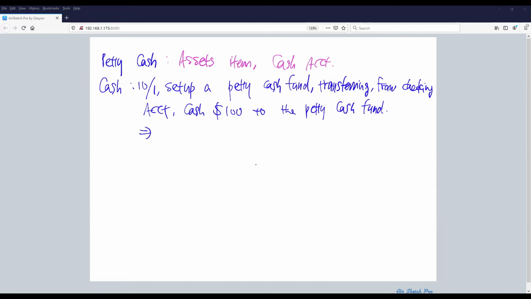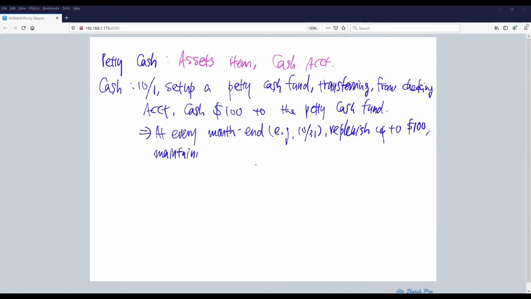And the purpose is at every month end, like the first month end, October 31st, you need to replenish up to 100, meaning you want to maintain the balance of 100 at every month end and begin a new month, fresh start with 100.